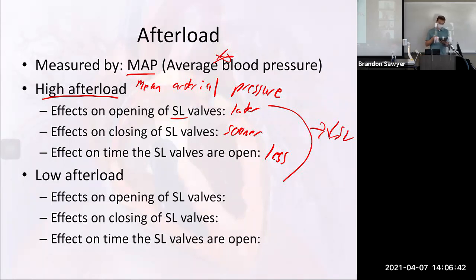Okay, with low afterload, it's the opposite, right? So they open earlier, close later, and they can be open more time. So that's going to lead to an increase in stroke volume.